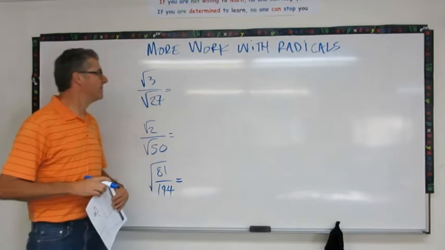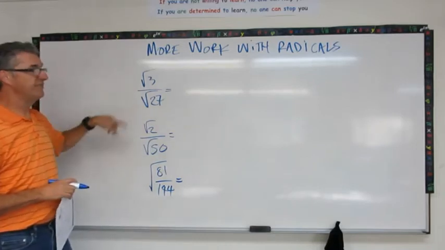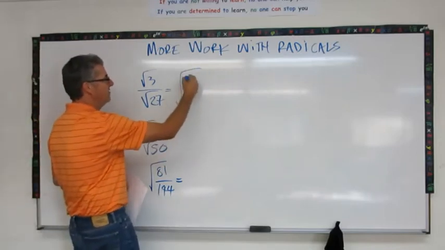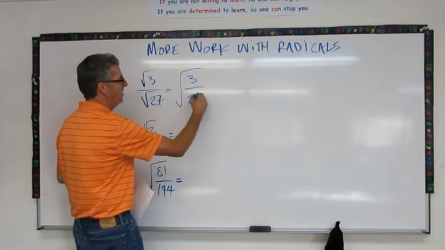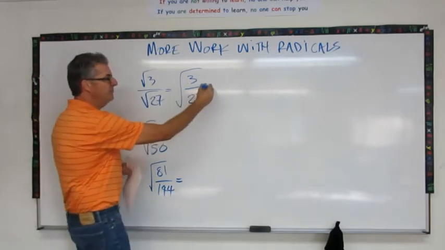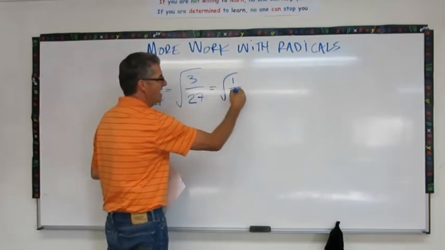Okay, let's do a few more. Pause the video, give them a try. Root 3 over root 27. Okay, let's do that. I'm going to grab the whole thing. So this becomes root of 3 over 27. And we can reduce that down. 3 over 27 is 1 over 9.